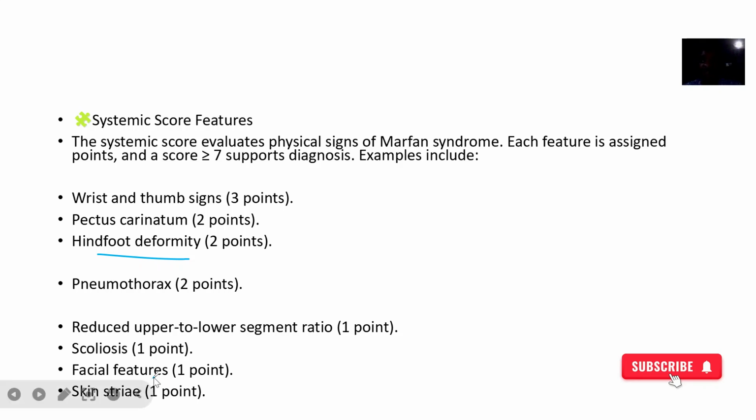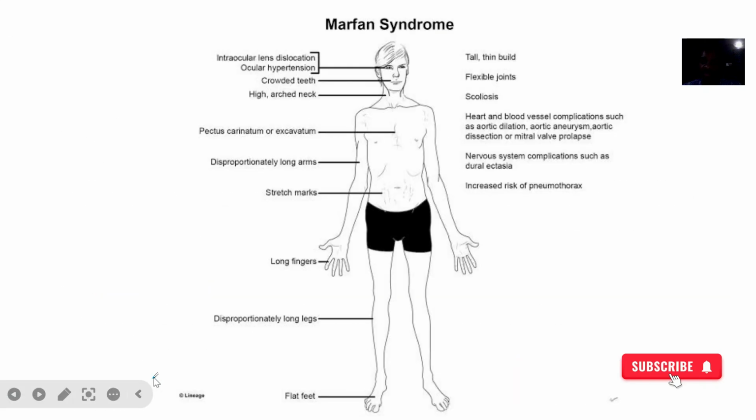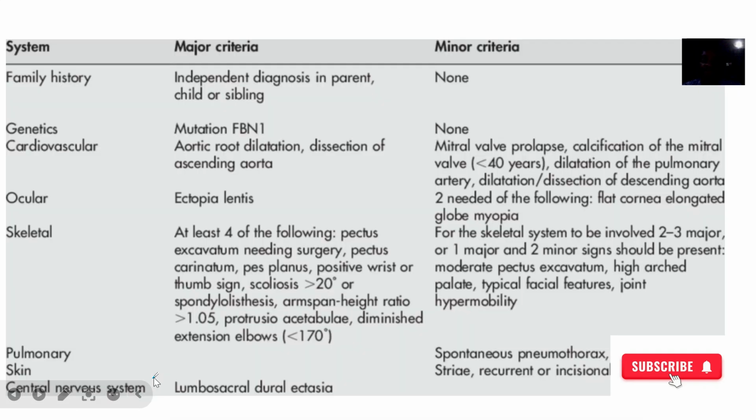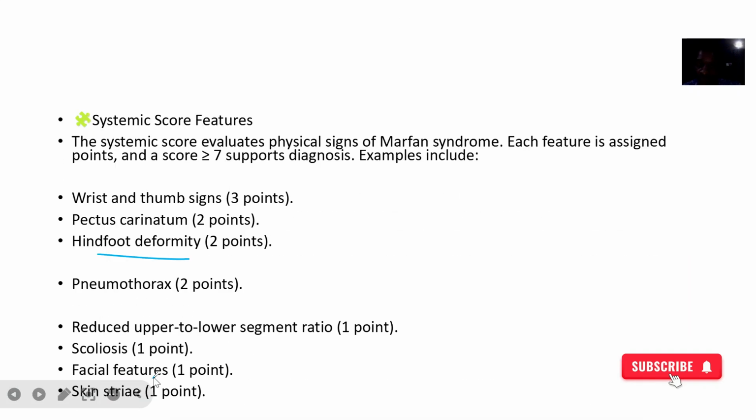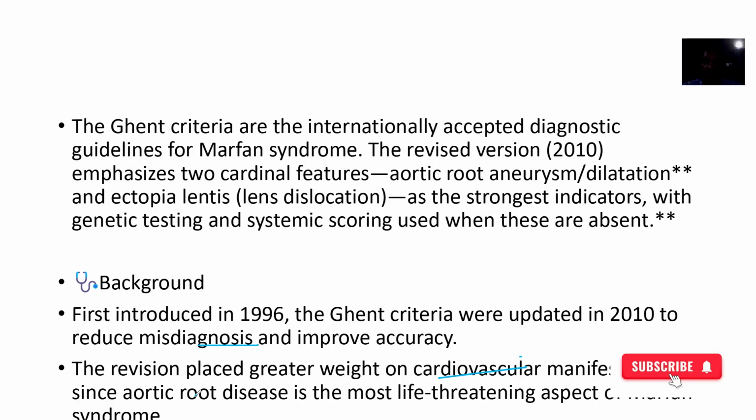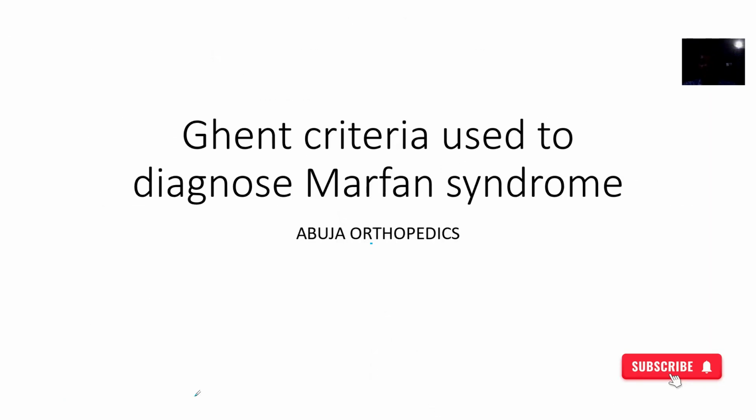Facial features. Okay, just look at their face: crowded teeth, high arched palate, neck. You understand? Ocular features, like lens dislocation. Do you understand? That is all the things you look at. That's 1 point. Then if they have stretch marks, what we call skin striae, it's also 1 point. Okay, so that's what we have for this Ghent criteria.